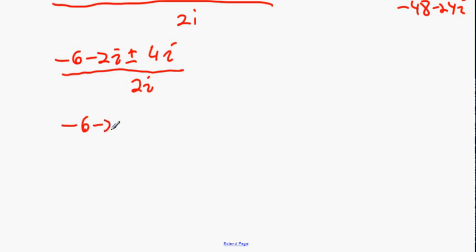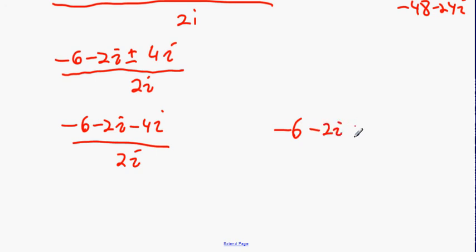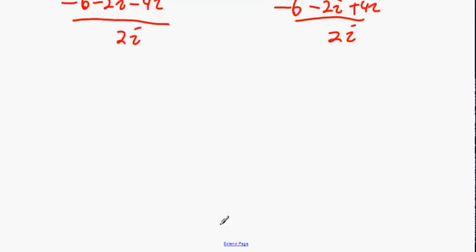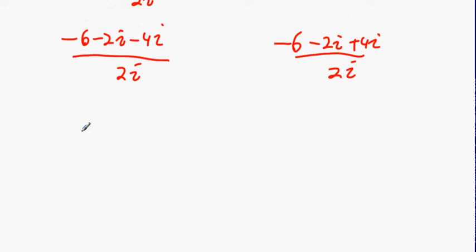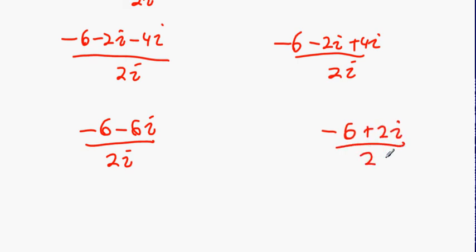It's going to be minus 6 minus 2i minus 4i all over 2i, and then it's going to be minus 6 minus 2i plus 4i all over 2i. Now this is an interesting question, because what's happened here is we're going to get minus 6 minus 6i all over 2i, and then the other one's going to be minus 6 plus 2i all over 2i.